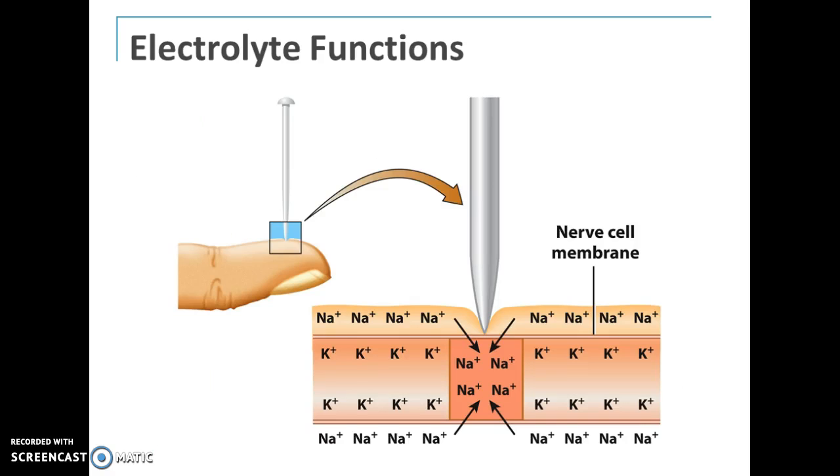If we look at the electrolyte functions, you can see that sodium will flow into the cell when you do something like prick your finger. And the flow of sodium and potassium in and outside of cells is going to cause nerve impulses.